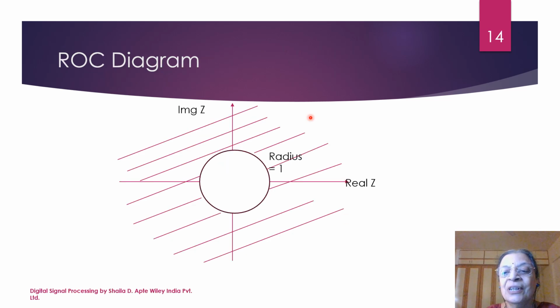So how do we draw the region of convergence? It is the area outside this circle, the unit circle in the Z domain. What is a unit circle? The circle with magnitude equal to 1 is called the unit circle.